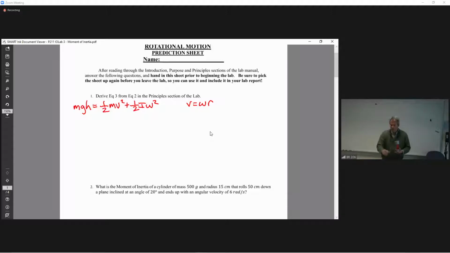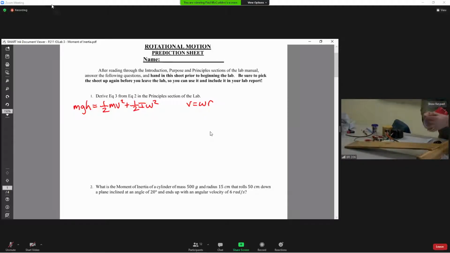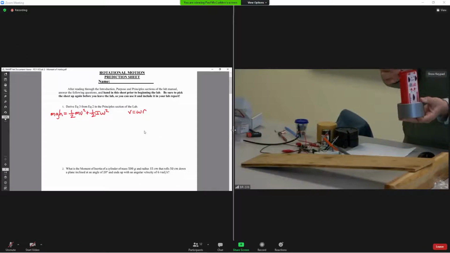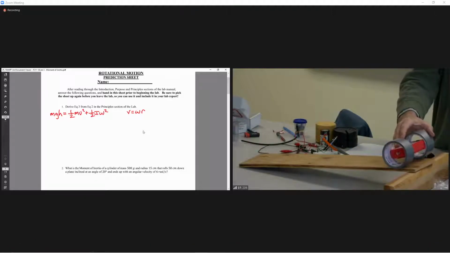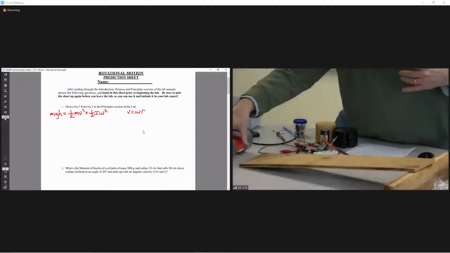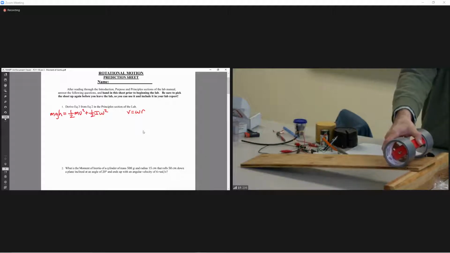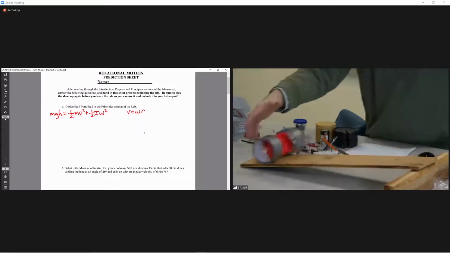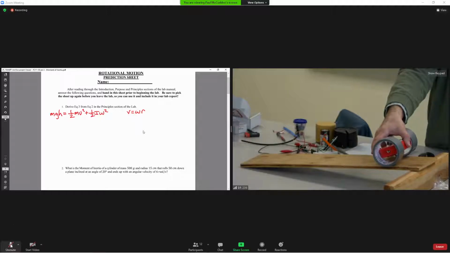Let me go back to the demo. Here's my iOLab tape roll combo. These tape rolls are a little loose, but here it is, and I let it roll down. What is the R in that v equals omega R equation I just wrote? Anybody? Think about what's going on here. What is the R? Physically, what does it represent in this case?